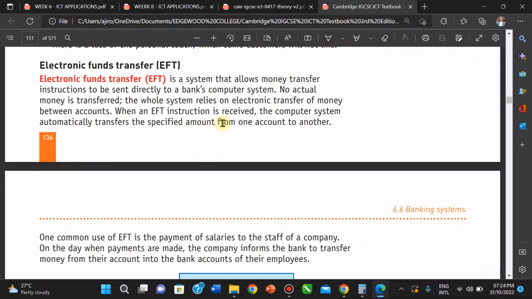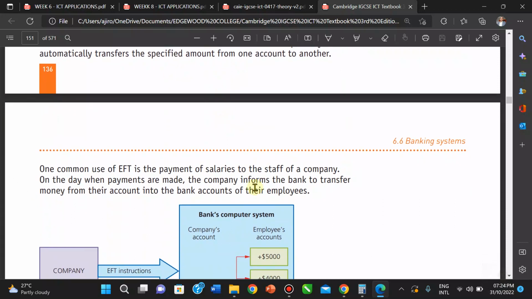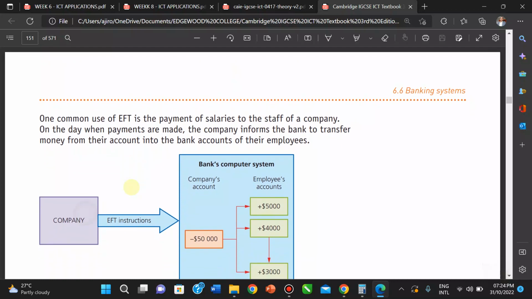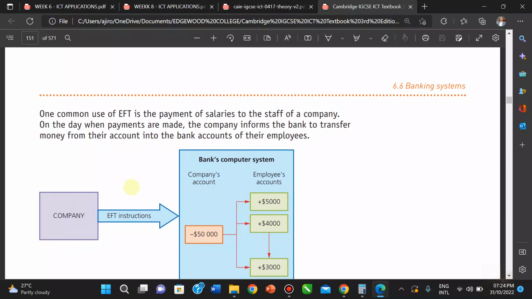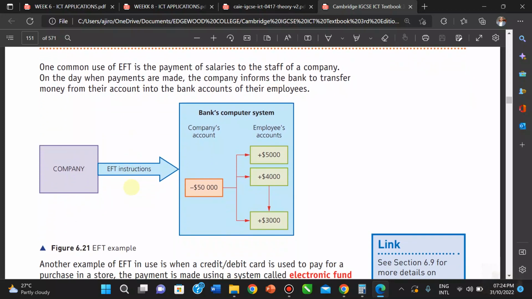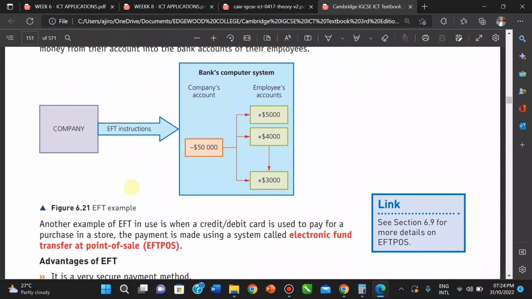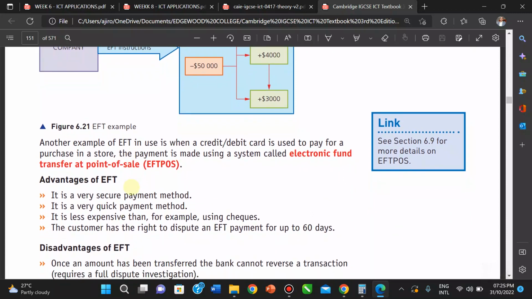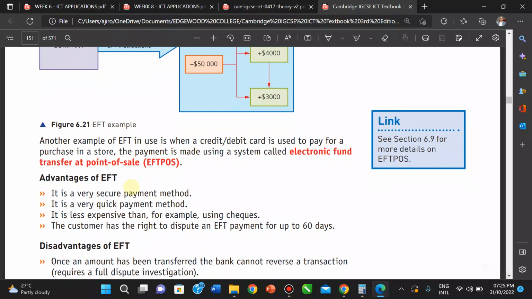One common use of the EFT is the payment of salaries, as we've talked about, to the staff of the company. On the day when the payment is made, the company informs the bank to transfer money from their account to the bank accounts of their employees. So an instruction is given from the employer's side to the bank, and of course the amounts are credited accordingly.